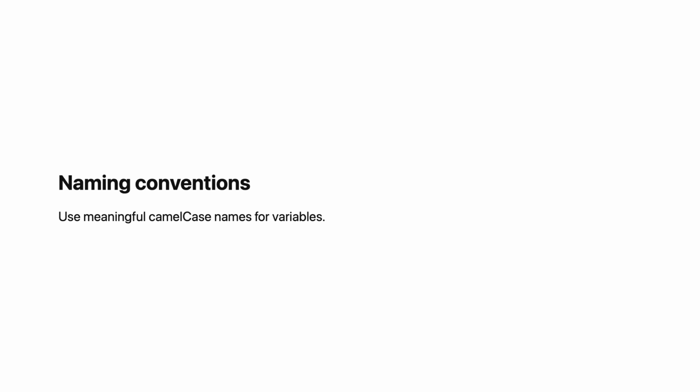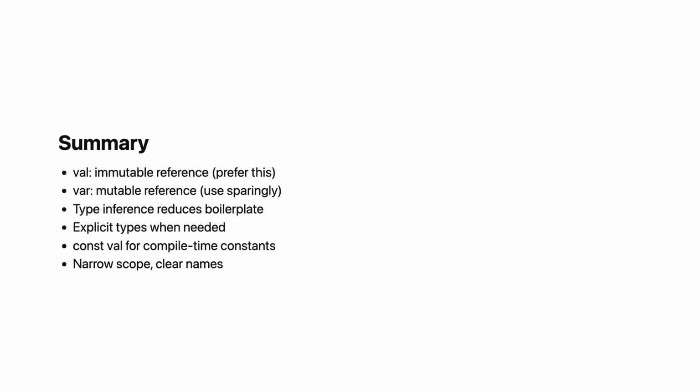Choose meaningful names. count is better than c. userName is better than s. The name should explain the purpose. Avoid abbreviations unless they are universally understood. id, URL, HTTP are fine; usrMgr and tmp are not. Good names make code readable without comments.